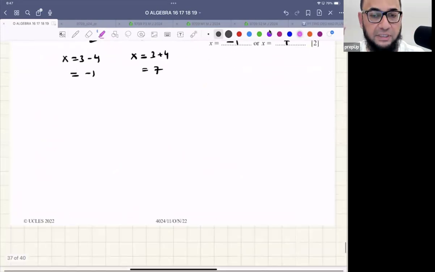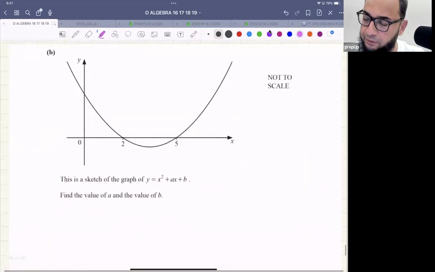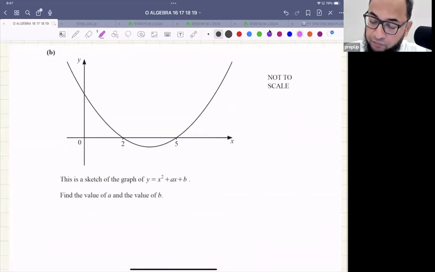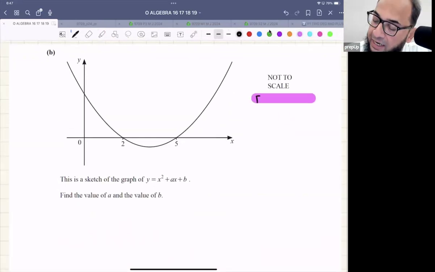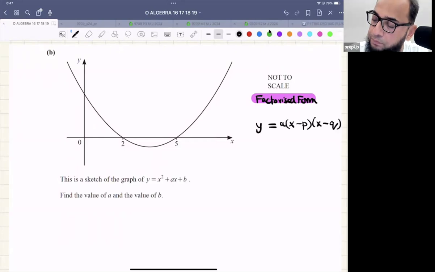The next one says this is a sketch of the graph y is equal to x square plus ax plus b. Find the value of a and b. A very nice question. Now this is related to the factorized form of the quadratic equation: y is equal to a(x minus p)(x minus q), and there is an a over here. Now, it says that the coefficient of x square is 1.